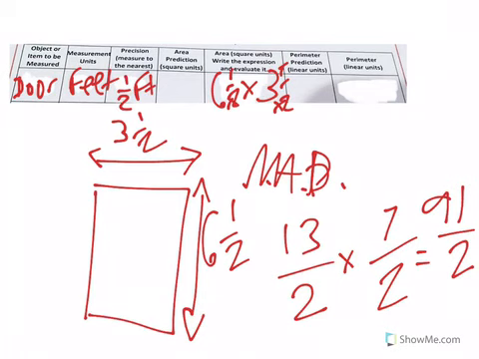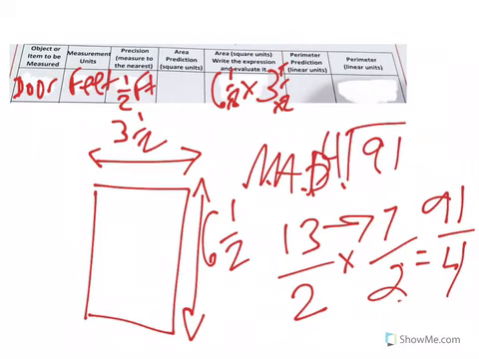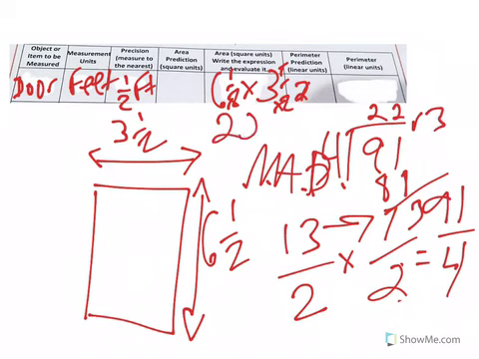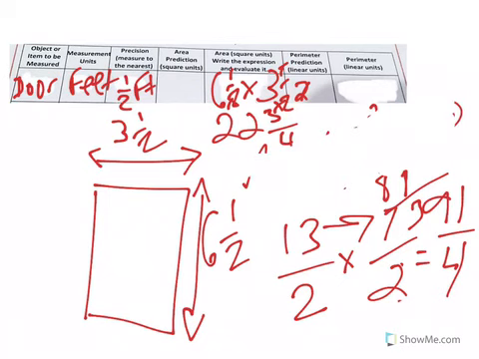I just realized a little error I made here. We needed to multiply across. So we do end up with 13 times 7 is 91, and then 2 times 2 is 4. That makes a lot more sense. 91 divided by 4 is going to give us 22. 22 times 4 is 88. We have a remainder of 3. So we're going to end up with 22. The remainder is our new numerator. Denominator stays the same. 22 3/4 feet squared.